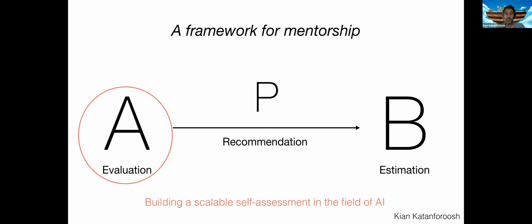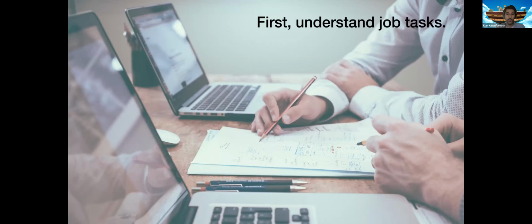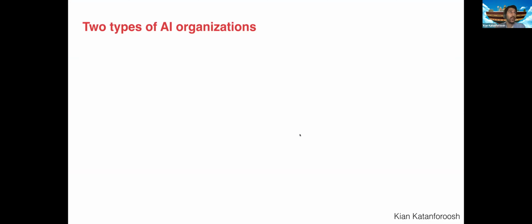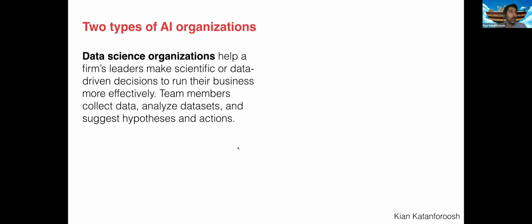First, in order to build a self-assessment, you need to understand what the job tasks are. In other words, understand what people are doing, what machine learning engineers and data scientists are doing, since we're in the vertical of AI roles. And so we went outside with my team at Coursera and surveyed more than 100 AI organizations. Our findings are summarized in the next few slides, and it starts with 2 types of organizations that stand out.